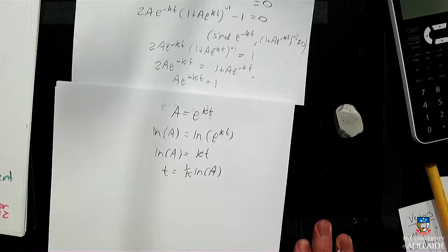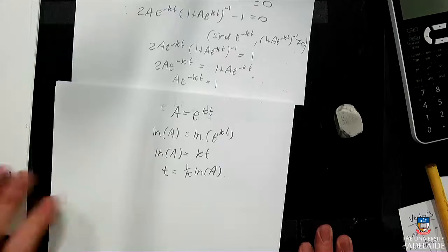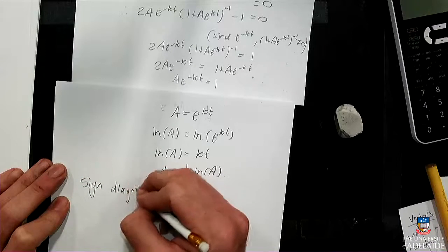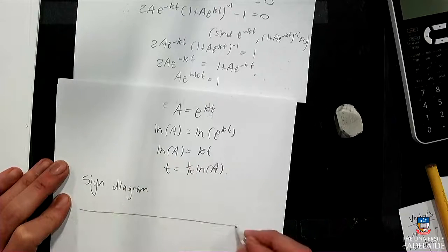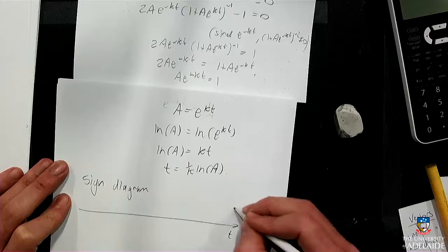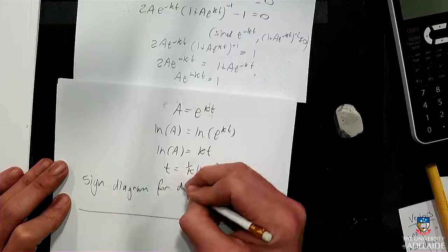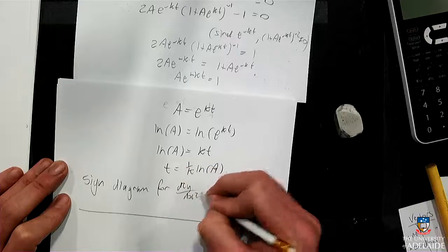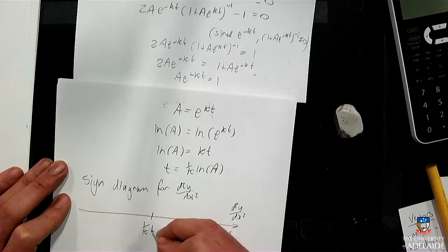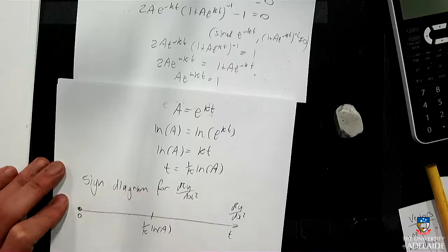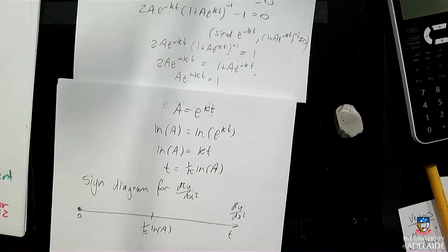All right. So I'm going to need to know whether the derivative is positive or negative on either side of that. So this is t, this is d squared y on dx squared. So it's a sign diagram for d squared y on dx squared. Here is 1 over k ln a. There's 0.